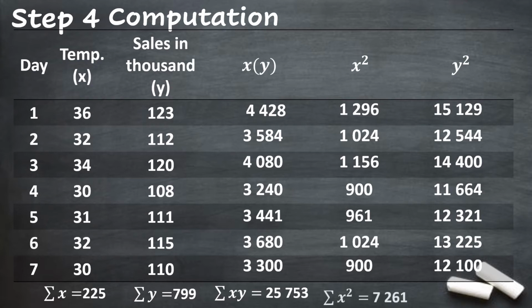25,753. Next, we add all the numerical values in the x squared column, and the summation for x squared is 7,261. And lastly, we have to get the summation for y squared, and that is 91,383. Now that we're done with the manual computation, let me present to you the shortcut way of solving the summations for the given values with the use of your calculator.